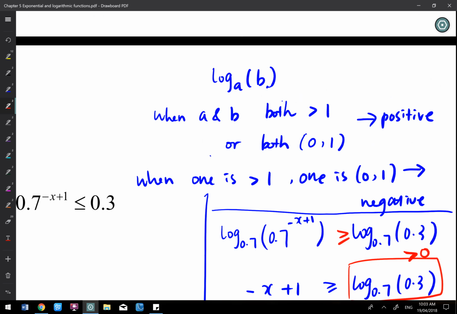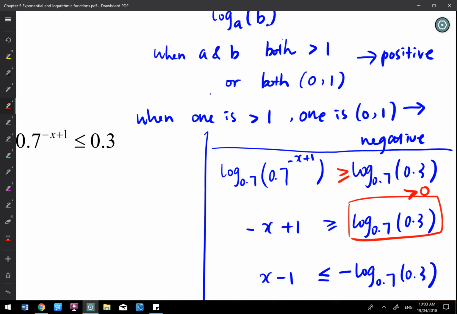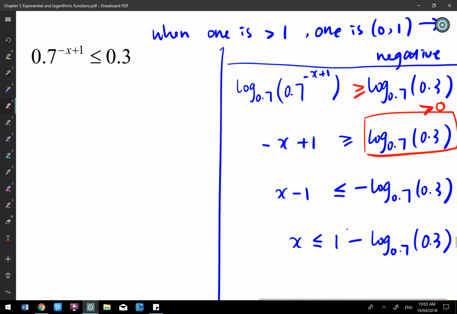That's what I'm talking about here: how you can see whether a log is positive or negative. That's positive, both numbers in between 0 and 1. That's the first way we can do it. If you can remember, when you log 0.7 on both sides, you need to flip the sign. That's what you need to remember.